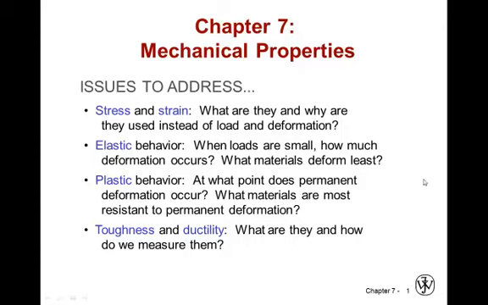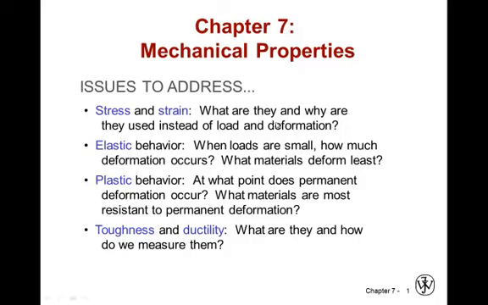Chapter 7 covers the mechanical properties of materials. Now, much of this chapter will have been covered in a strength of materials course or a mechanics of materials course, starting off with stress and strain. Stress is the force over area. Strain is the percent deflection of a material in tension or compression or in shear.